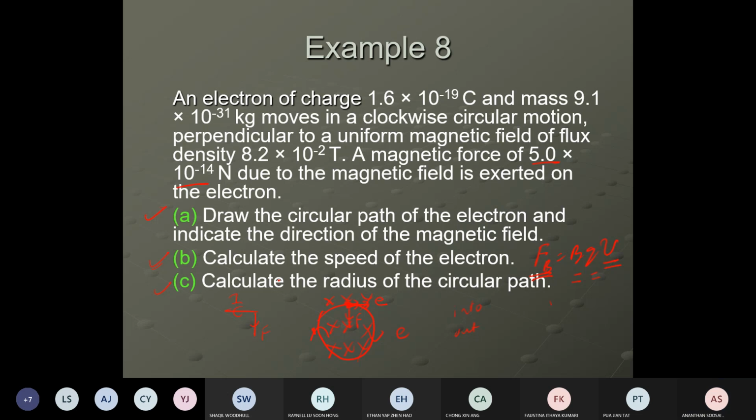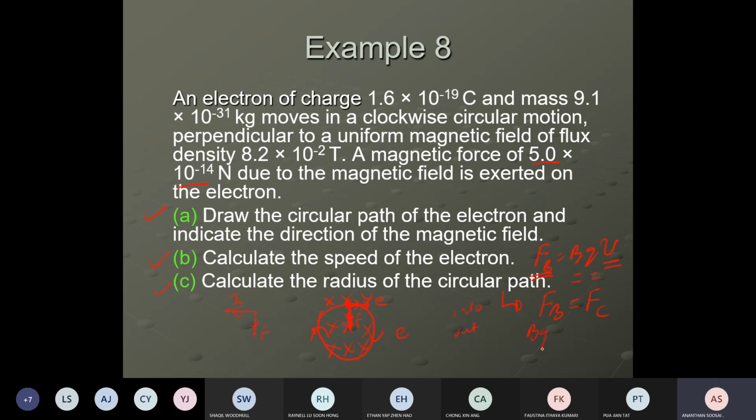Then third one. Can you calculate the radius of the circular path? What radius does it make? So how do you start your working for the C? The first statement you must tell is: the magnetic force is equal to the centripetal force. Okay, so this is the first line you have to write.